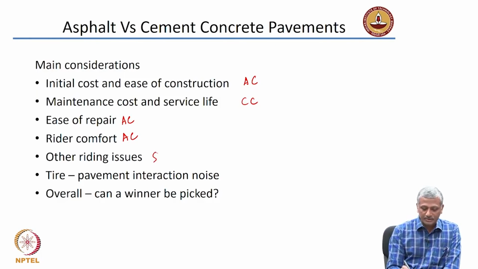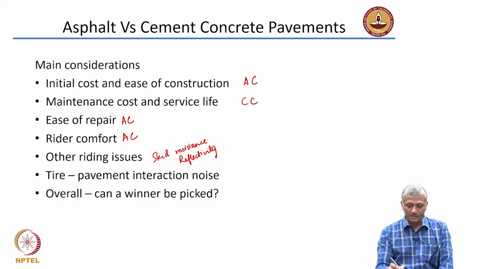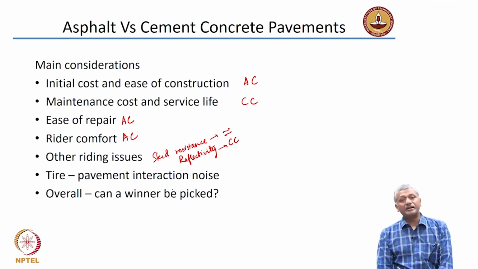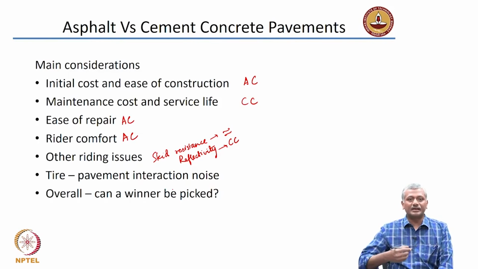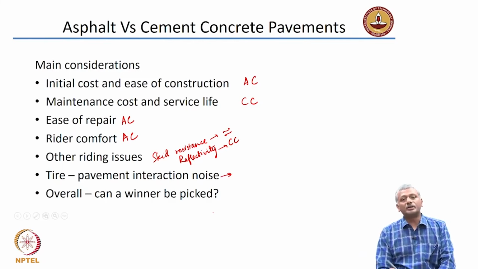So, you need to consider issues like skid resistance, reflectivity and so on, right, all these aspects. So, here skid resistance probably more or less equal. Reflectivity, it is better with cement concrete pavement. Okay. Tire pavement interaction noise, the noise generated when the tires interact with the pavement, right, that noise is generally much lower for asphalt concrete. So, asphalt concrete pavements are more silent as opposed to cement concrete pavements where a lot of noise is generated. That is why we have to do the texturing on the cement concrete pavement.